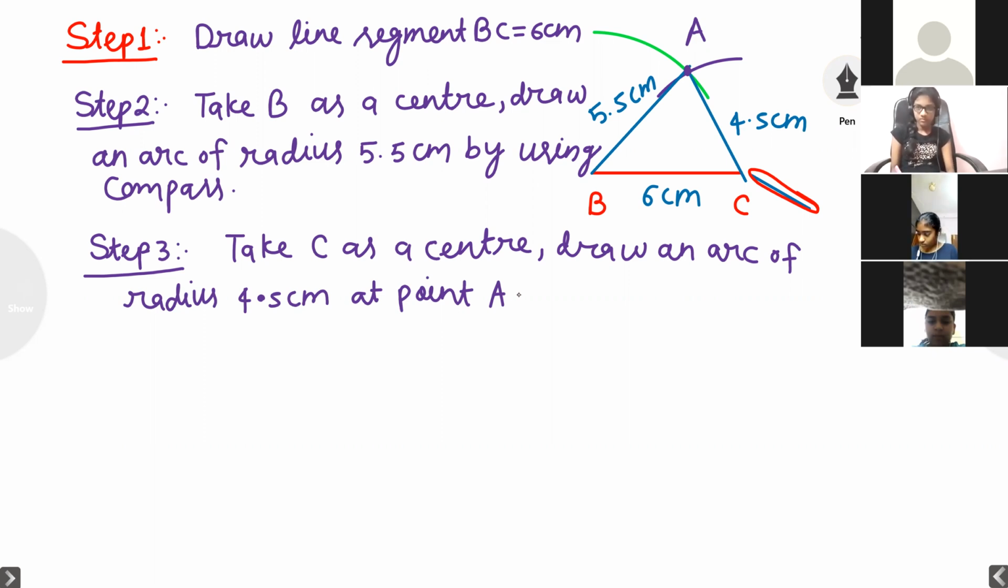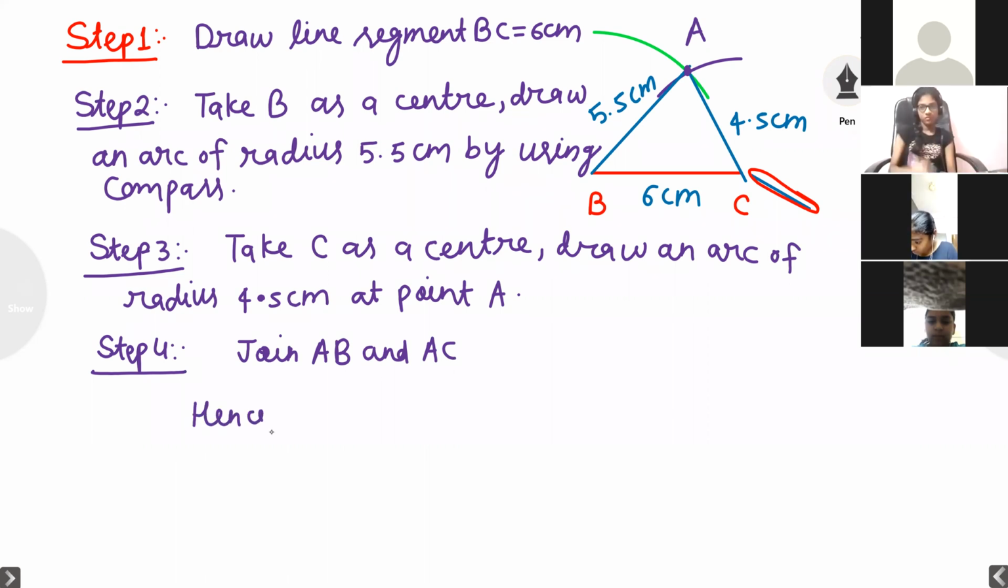Step 4, join AB and AC. Hence, ABC is the required triangle.